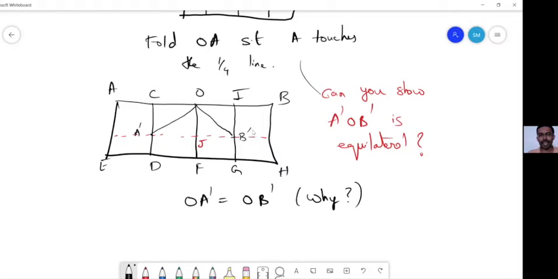Or if you just see, is there any relation between the length of OA dash and the length of OA? Can you just look at the paper and tell me if there is any relation between the length of OA and the length of OA dash? Just compare the lengths of OA and OA dash. They are equal. Why are they equal? Because we have touched the tip of it, right? Exactly. So OA dash and OB dash are the same as OA.